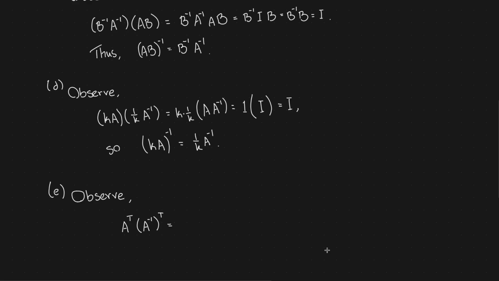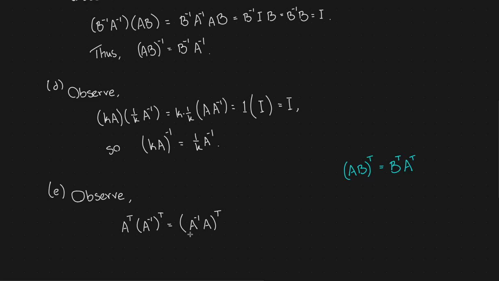Now, to deal with this, I notice I have matrix multiplication. So I'm going to use one of the properties of the transpose. If I have two matrices and I'm transposing them, what I get is the second transpose, then the first transpose. I'm going to use this property in reverse. I have two matrices that are transposed multiplying each other. I want to turn it into two matrices that are multiplying each other, and then you transpose. So I'm going to swap the order. A inverse comes first, then I transpose.